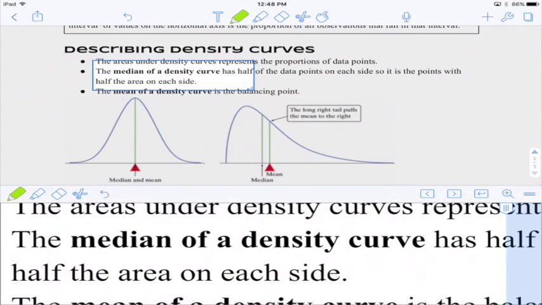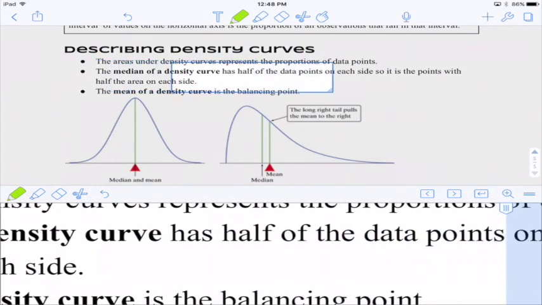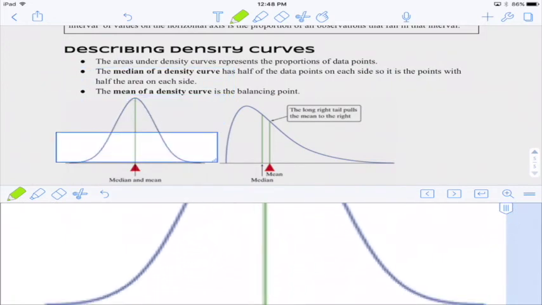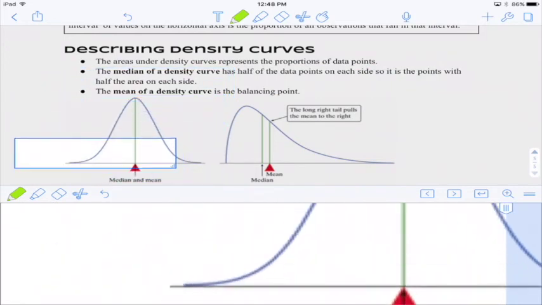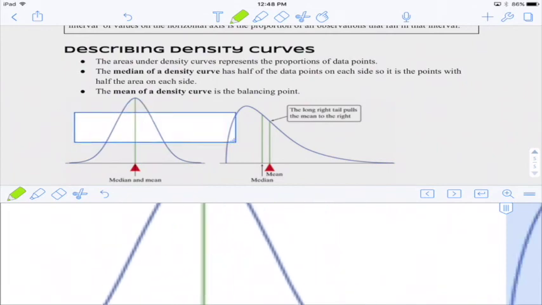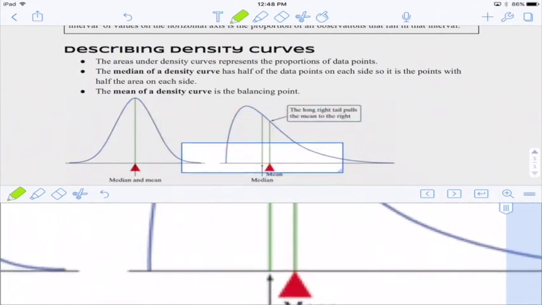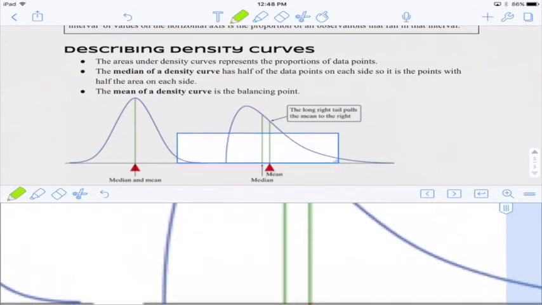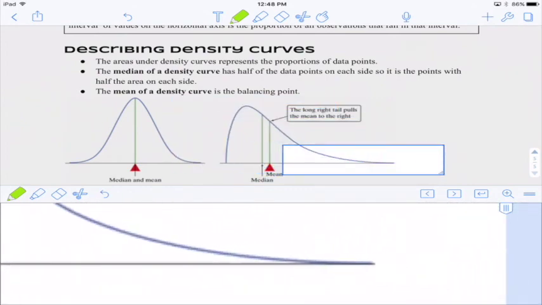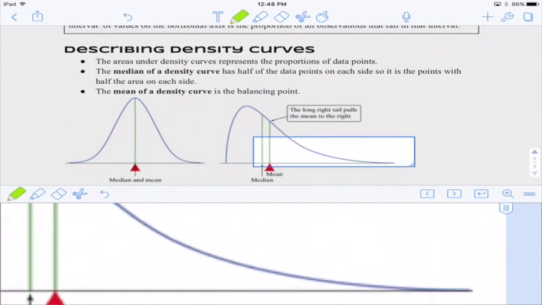The median of a density curve has half of the data points on each side, so half the area. Okay, so this one's kind of nice because we have half the area on the left, half on the right. That one makes sense. So on this one, it's a little funkier because we have the median down here. Half of the area is over here. Half of the area is over here on the right. Again, we're talking about area.